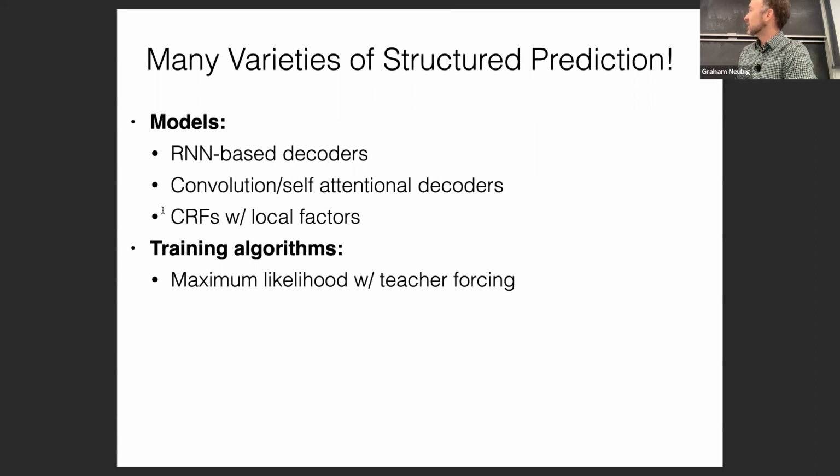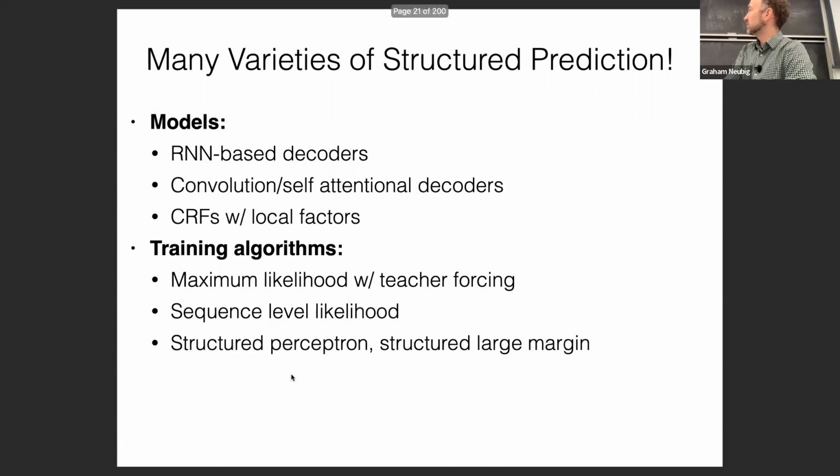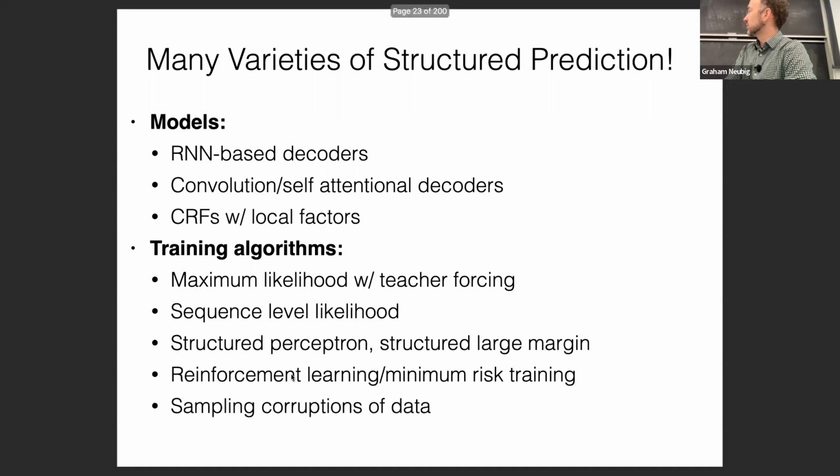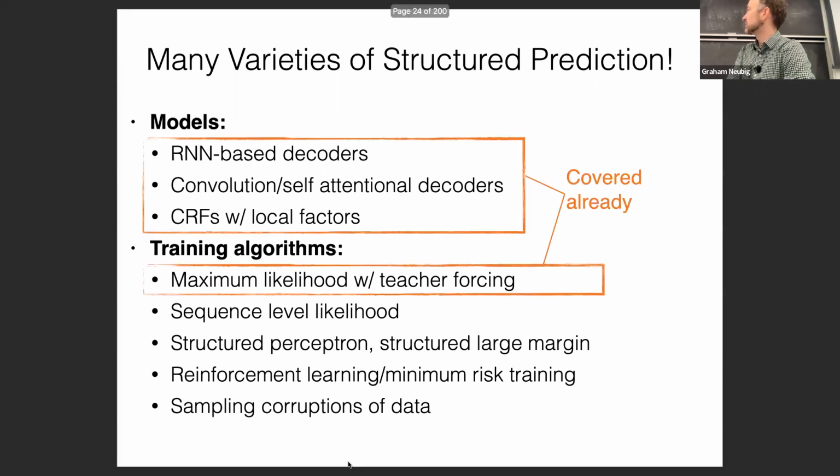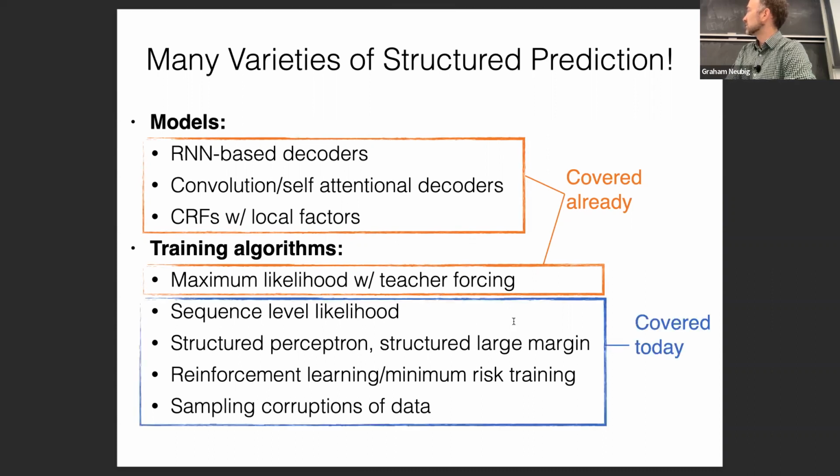But a second thing is training algorithms, maximum likelihood with teacher forcing, which we've used for most of the class. I'm also going to talk about some other alternatives like sequence level likelihood, structured perceptron, structured large margin training, reinforcement learning, and minimum risk training. And then finally, I'm going to talk about a heuristic version of these, sampling corruptions of the data that nonetheless can help out with exposure bias at the very least. So I've already covered the structured decoders and maximum likelihood training. This time I'm going to be talking about the ones at the bottom.